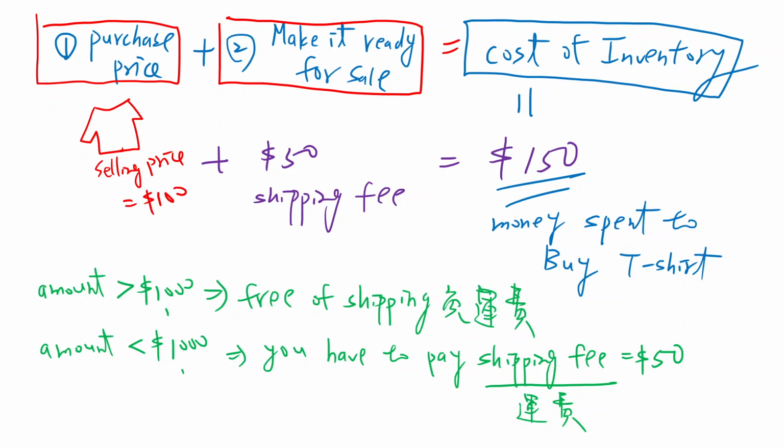Okay? Any questions? So when we talk about how much money you spend, Christine, how much money do you spend to buy the ticket to the 管院周舞會? 1 plus 2, okay? So what's 1? Purchase price. What's 2? Shipping fee. So what's shipping fee? Make it ready for sale. Any questions? So actually the money you spend is 1 plus 2, not only 1. No problem?